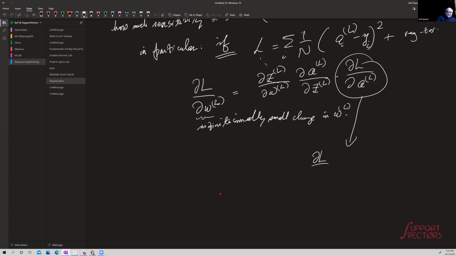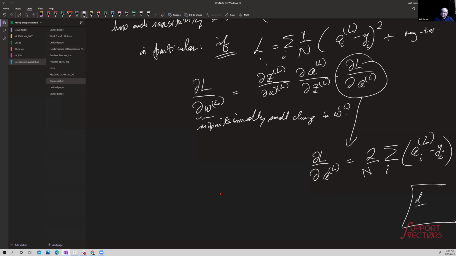You can say dL/dAL is equal to nothing but 2 over n times the summation over (AL_i minus y_i). Right? This is just calculus. The derivative of the square of x is 2x, isn't it? d/dx of x squared is 2x. What is x here? x here is this term AL_i minus y. So guys, do we like this result? It is known.